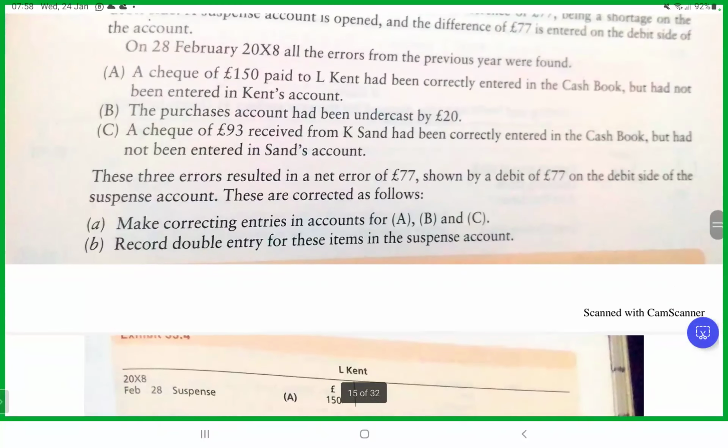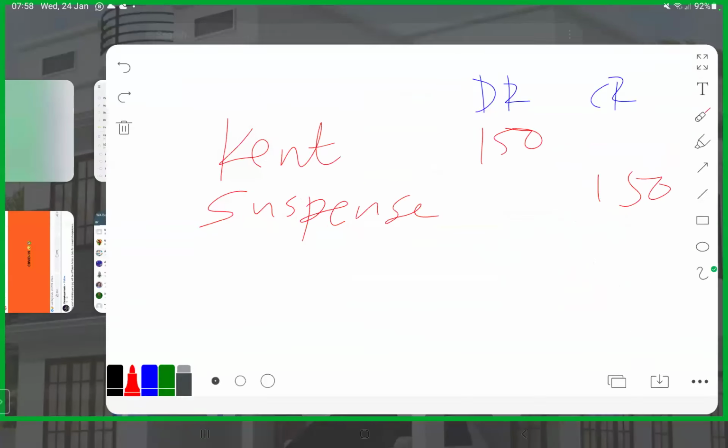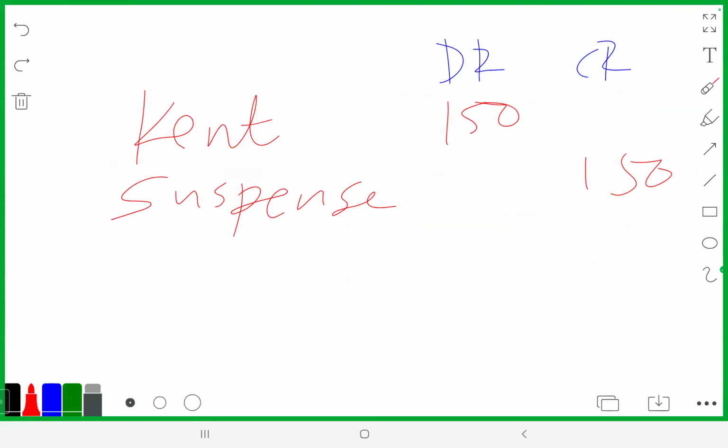Yes, by 1/5. You debit Kenty's account and then you credit the suspense account. This is just the simple journal entry. If you want to do the T account, you can do the T accounts like this. For Kent, you can write Kenty's account.